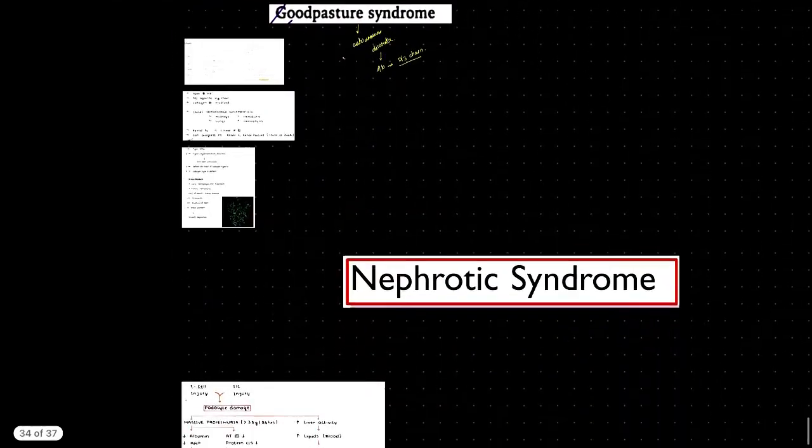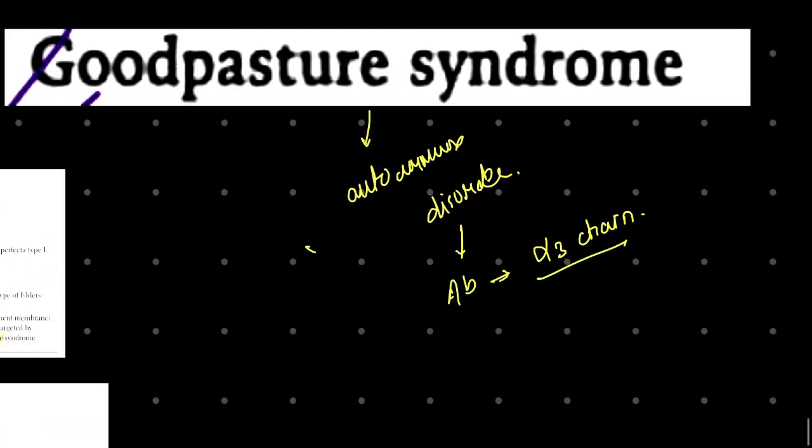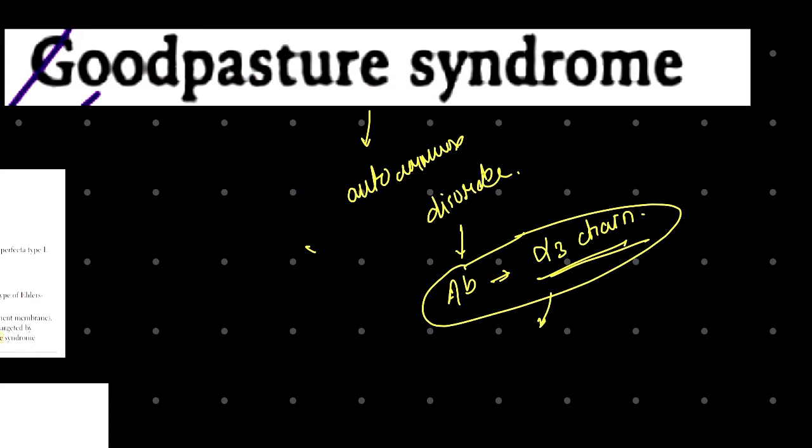So what we need to understand right here is that there will be antibody produced against the alpha 3 chain of our type 4 collagen. I think we are clear about this point now.